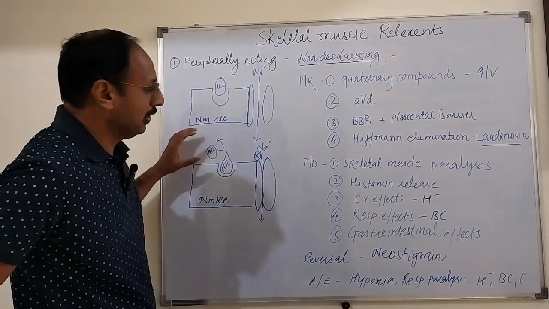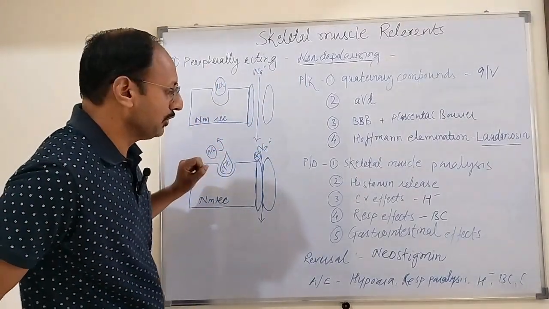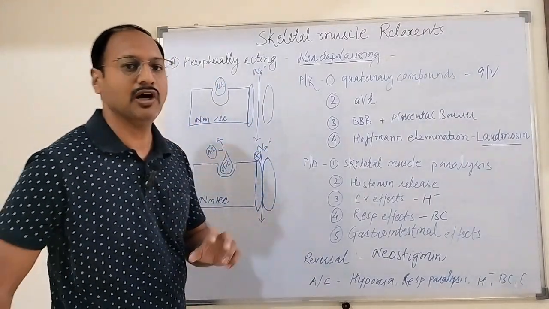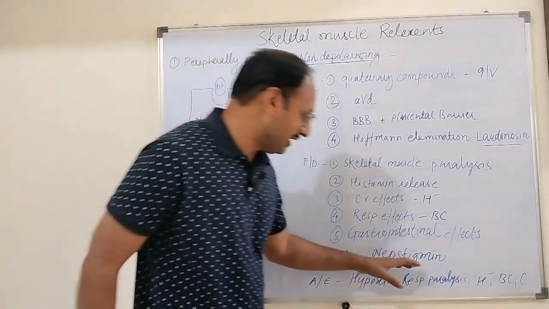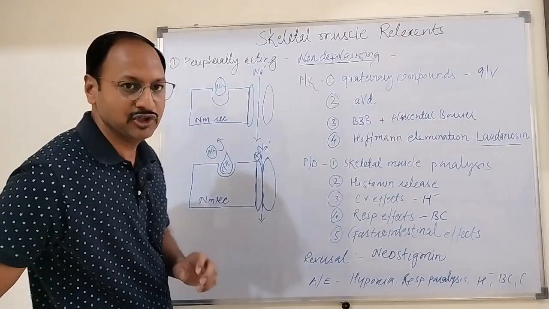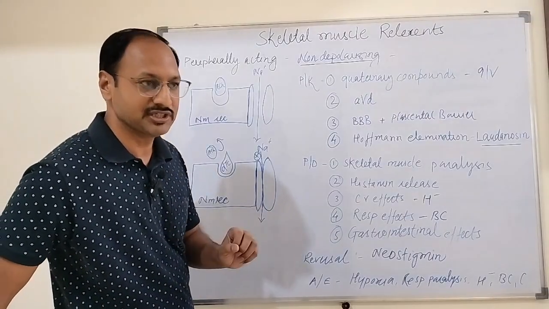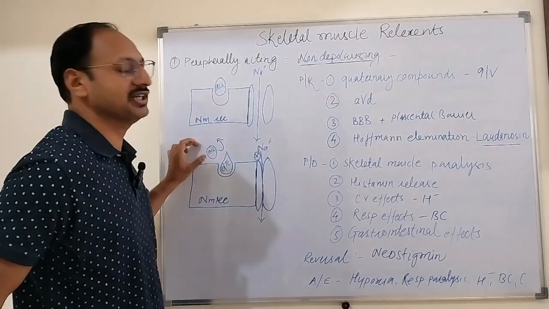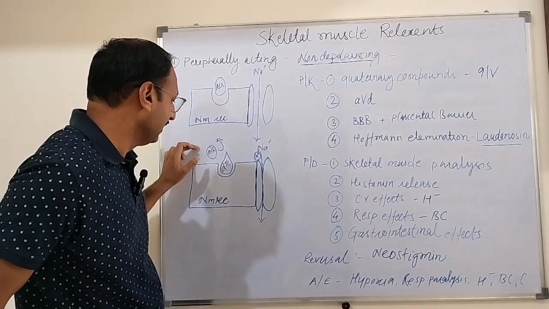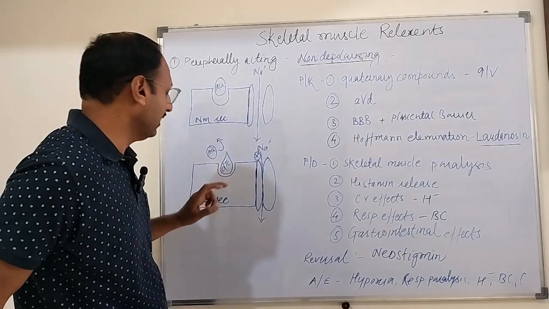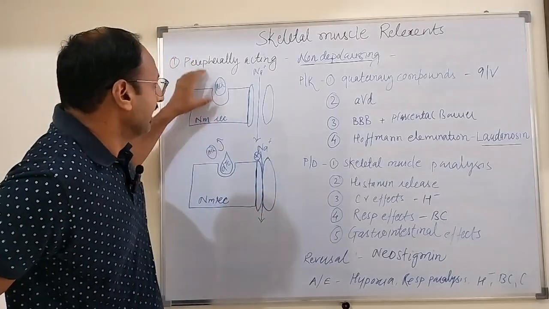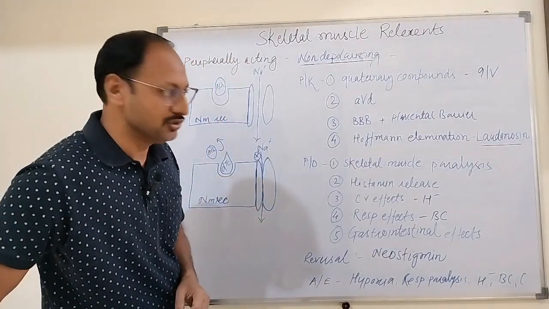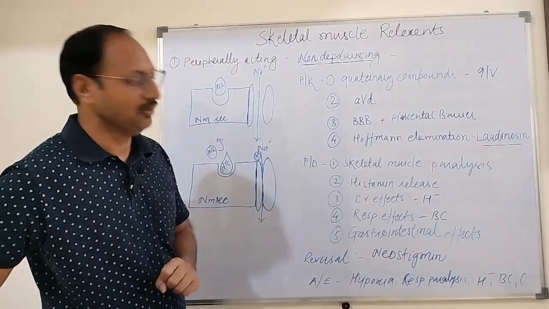Because the blockage produced by these d-tubocurarine is a competitive or surmountable blockade. Therefore, by administering neostigmine and pyridostigmine, which are anticholinesterase drugs, they increase the concentration of acetylcholine, which displaces d-tubocurarine from the NM receptor, and again it can produce depolarization and muscle contraction.